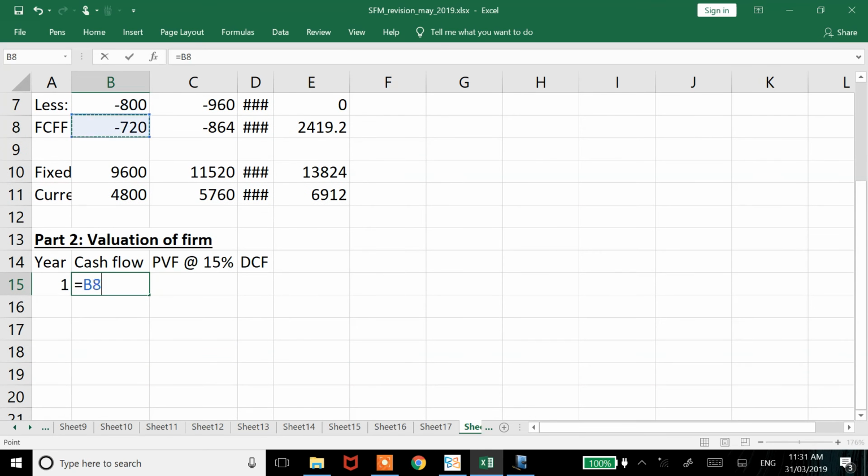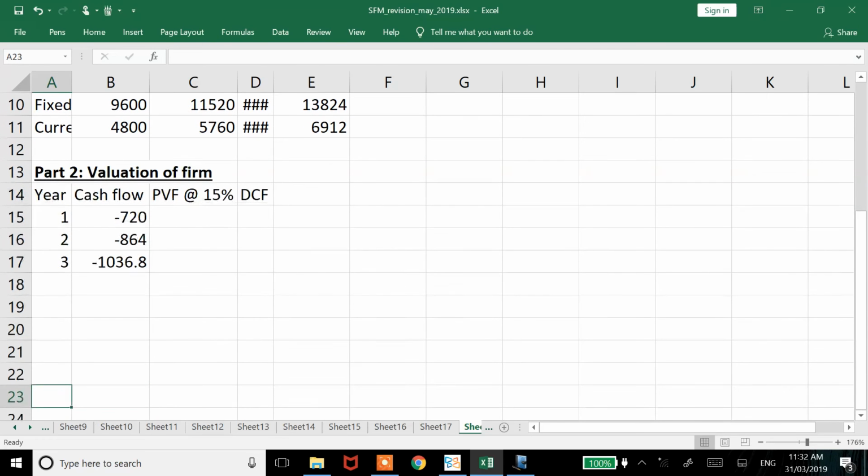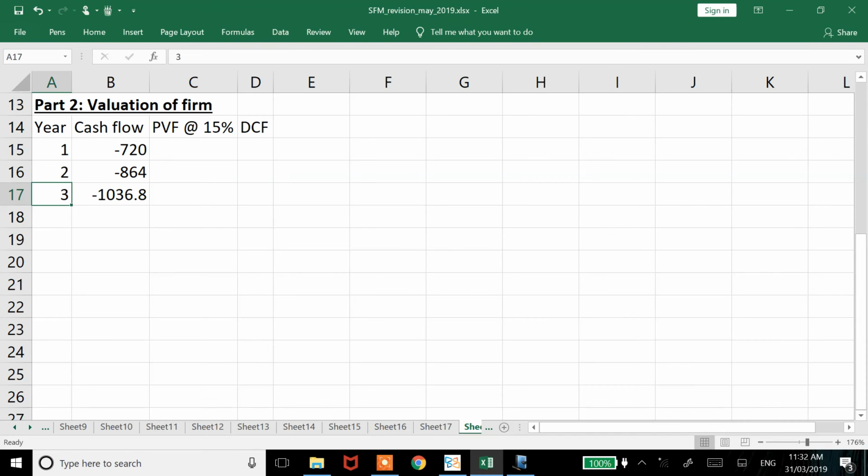Negative 720. Year 2, negative 864. Year 3 is negative 1036. Year 4 onwards, it's a perpetuity. Now, most important thing is, when you value a perpetuity, the Gordon's formula says P naught is equal to what? D1 by KE minus G.